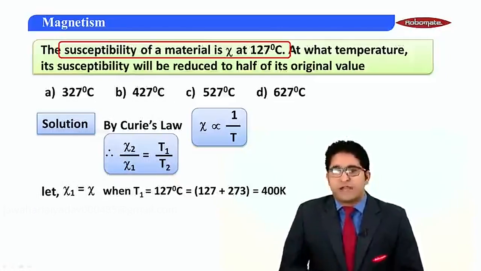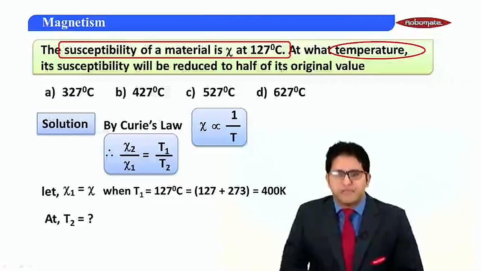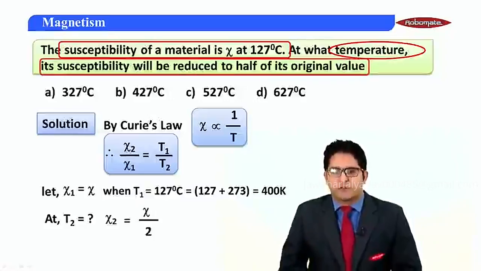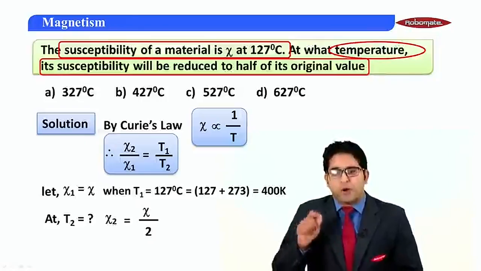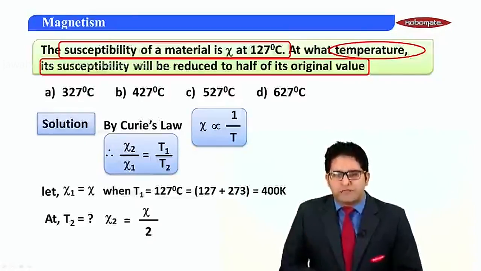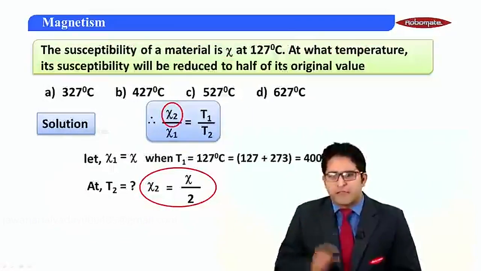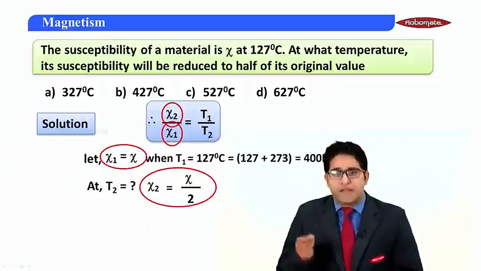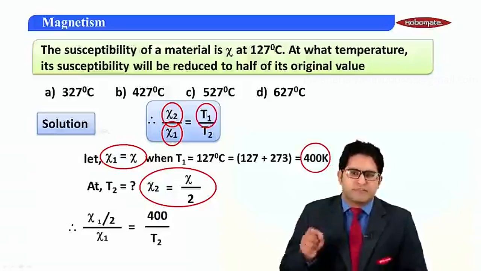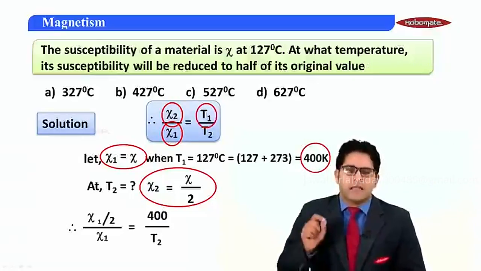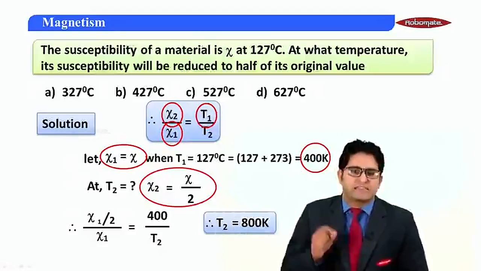Next, what we need to find? At what temperature the susceptibility will reduce to half of its original value. So we need to find the second temperature T2. The initial susceptibility is xi, so my new susceptibility will be xi upon 2, right? So I'll put these values in the above equation. The value of xi2 is xi upon 2. The value of xi1 is known, it is xi. The value of T1 is also known, it is 400 Kelvin. So if I place these values, I'll get xi upon 2 upon xi is equal to 400 upon T2, right? So if I calculate, I'll get the final answer as 800 Kelvin.